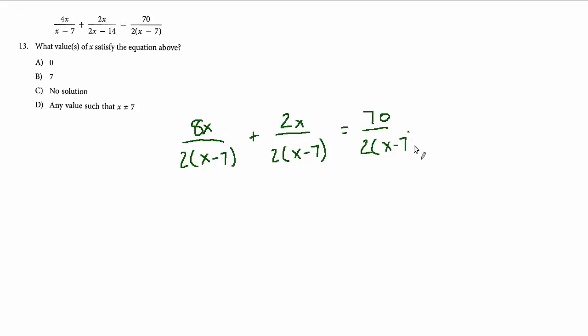So now we can just neglect the denominator and work with the numerator, and we get 10x equals 70. So x equals 7, and it's very tempting to choose answer choice B, but we do have to acknowledge the denominator in one sense, in that there's a restricted value. If x ever equals 7, then the denominator of all of these terms will be 0, which is undefined. So that is a restricted value. So the only viable solution that makes the numerator true is x equals 7, and yet that's restricted based on the denominator. So there's actually no solution. C is the best choice.